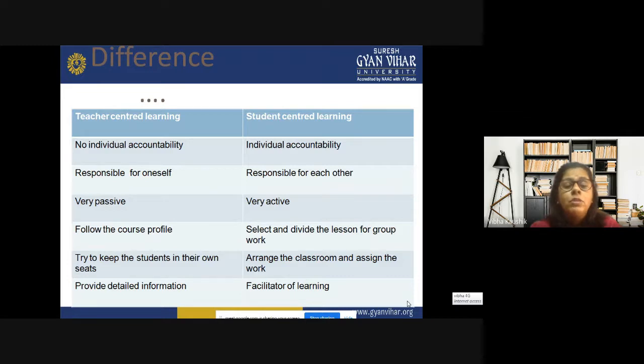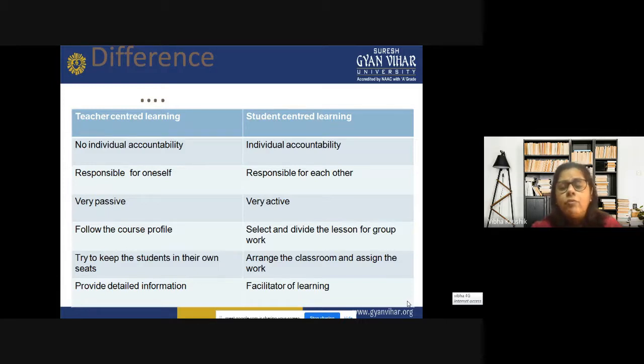The teacher tries to keep the students in their own seats, which means students are not allowed to go from one place to another. If a student has taken permission, then only he or she can go. If he hasn't taken permission and still changes places, then he will get some punishment from the teacher. The teacher arranges the classroom and assigns the work. But in the student-centered approach, the whole class will be changed according to the needs of the learner.